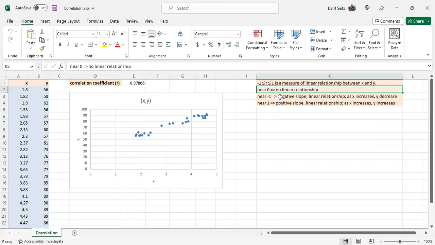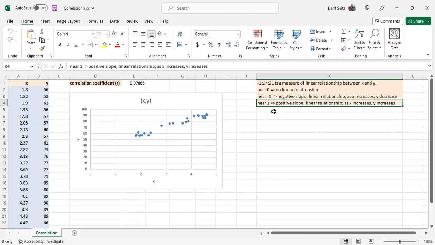If it's near -1, that indicates a negative slope linear relationship, which means as X increases on the horizontal axis, the Y decreases. And if it's near or equal to +1, that indicates a positive slope linear relationship, whereas X increases, Y also increases. Here we have something very close to 1.